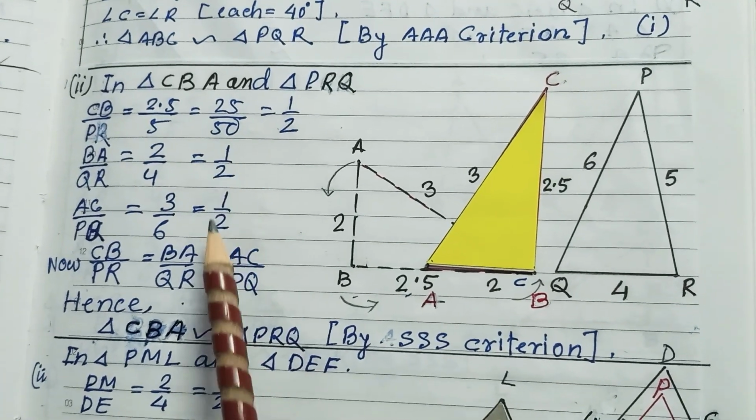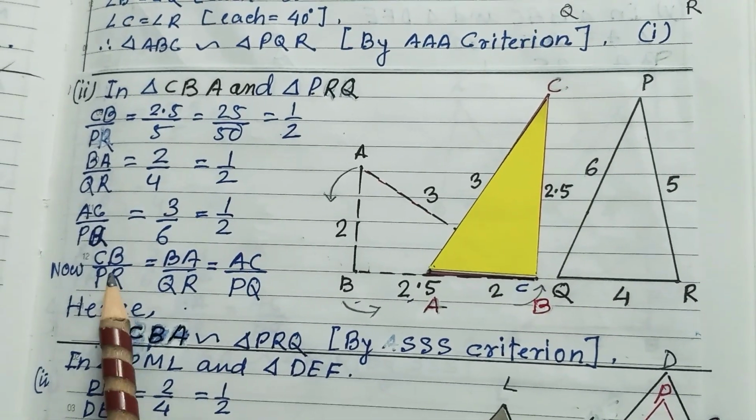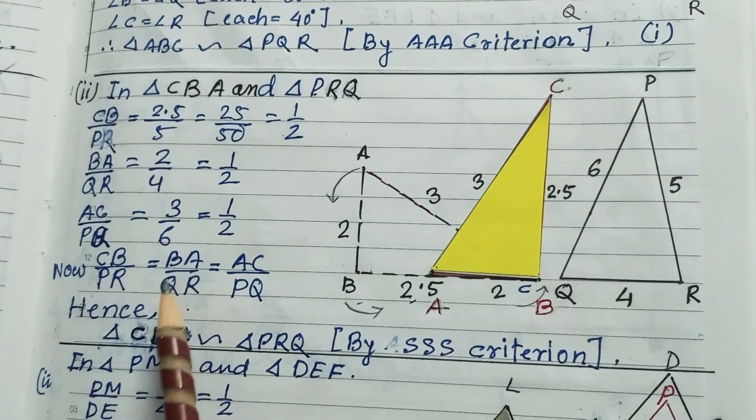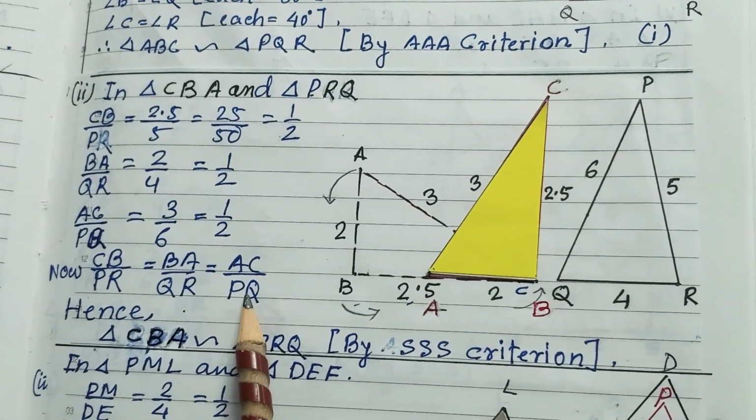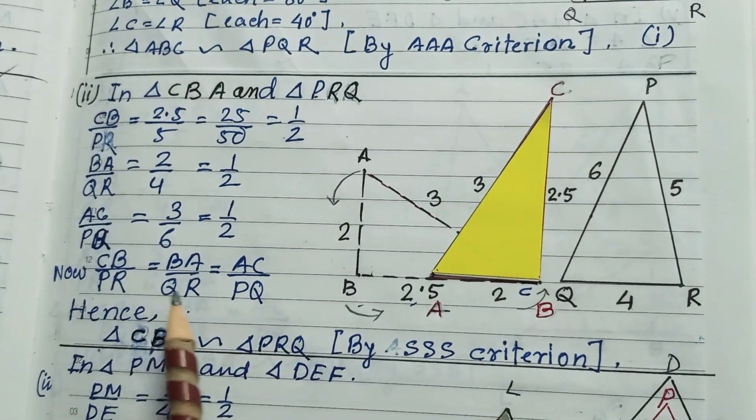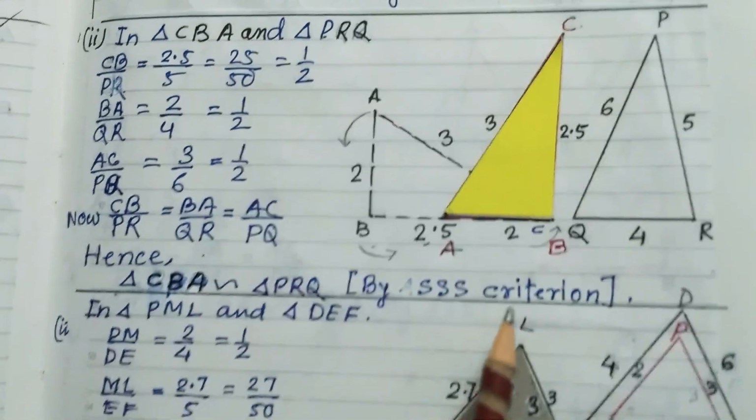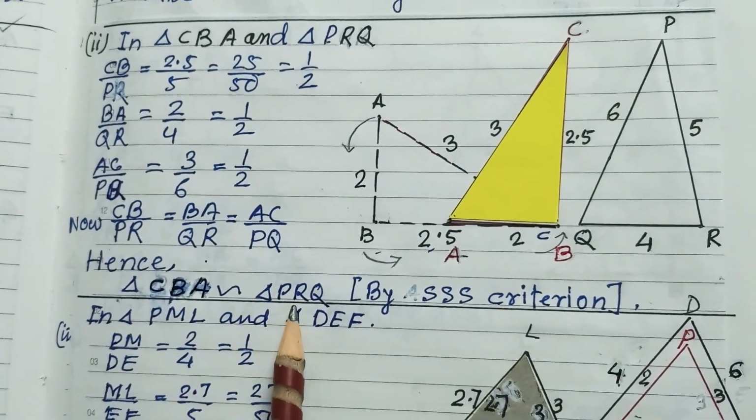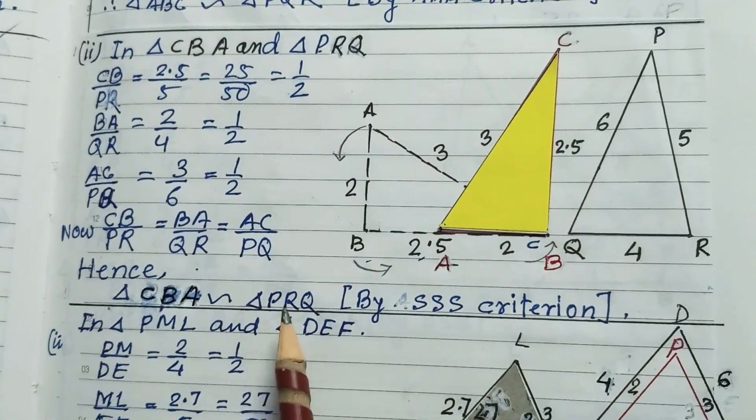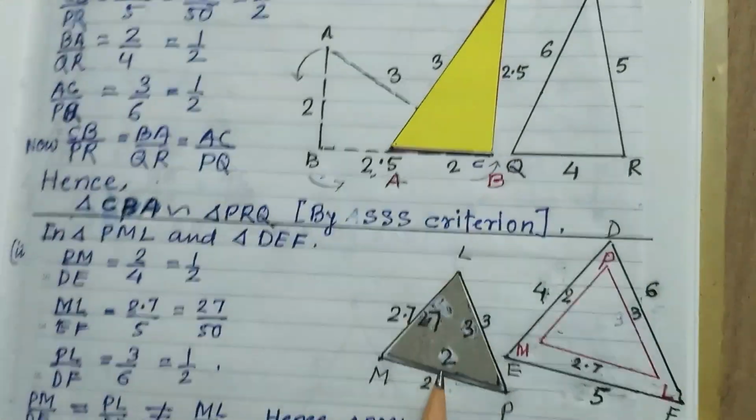So all three ratios are the same. So CB upon PR is equal to BA upon RQ is equal to AC upon PQ. Therefore, by the side criterion, these two triangles are similar. Got it? Now this triangle you check it.